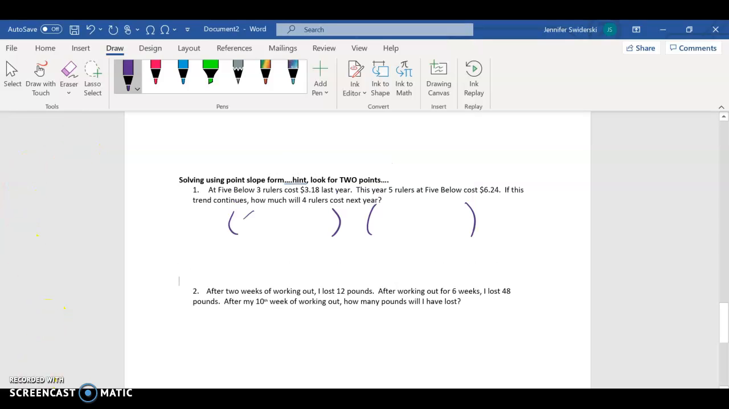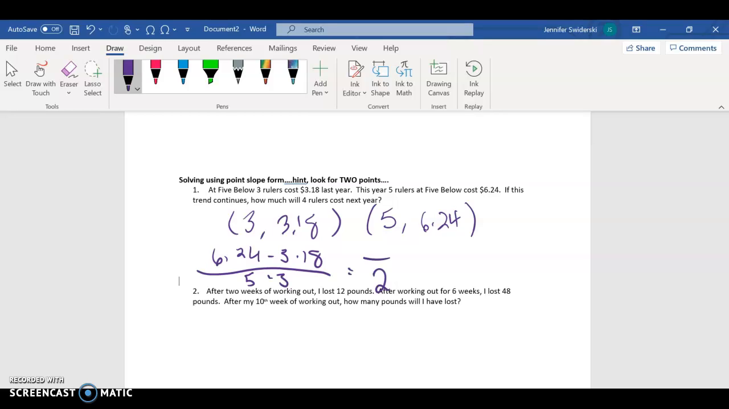So 3 rulers was 318. Okay, this year 5 rulers is 624. If this trend continues, how much will 4 rulers cost next year? So what I can do here is find the slope. So when I do that, I'm going to do it in my calculator. Subtract your y's, right? So we have 624 minus 318 up top. And then, so y sub 2 minus y sub 1, so we have 5 minus 3 down below. 2.